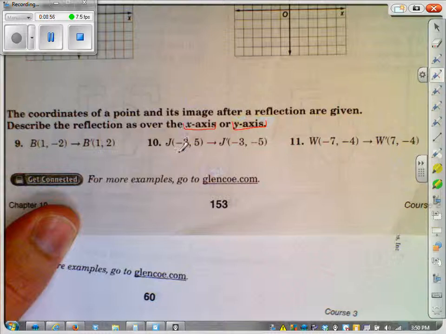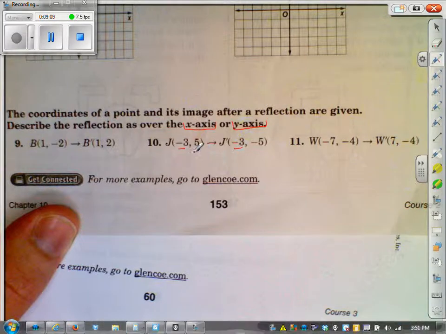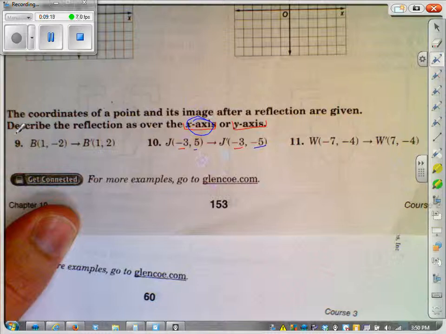So I look at my x-coordinates just because they're first here, -3, -3. They're the same. So it must not have been flipped over the y-axis. But when we look at this, our y-coordinates are opposite. So this one was flipped over the x-axis. So you just say, describe the reflection as being over the x-axis or y-axis. So we just write x-axis. There's no big deal here. Describe the reflection. Was it over the x or was it over the y?